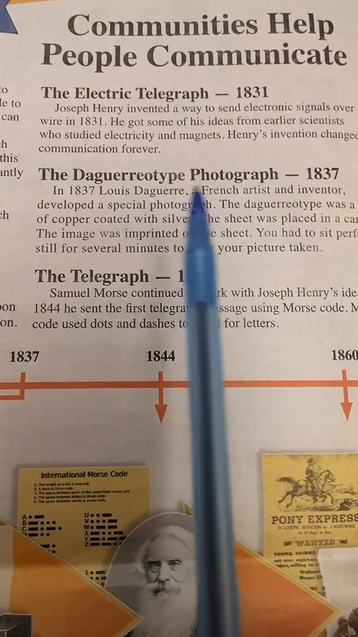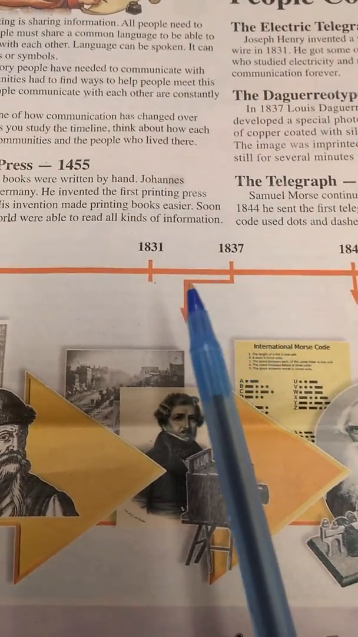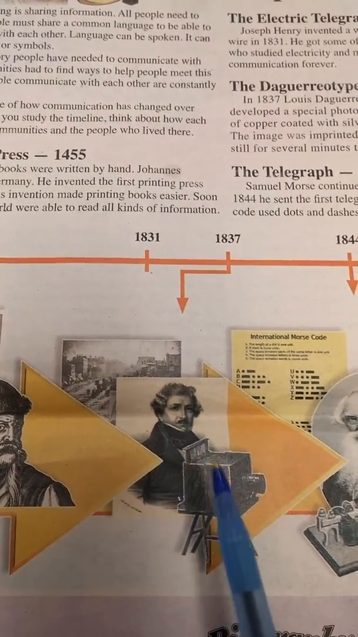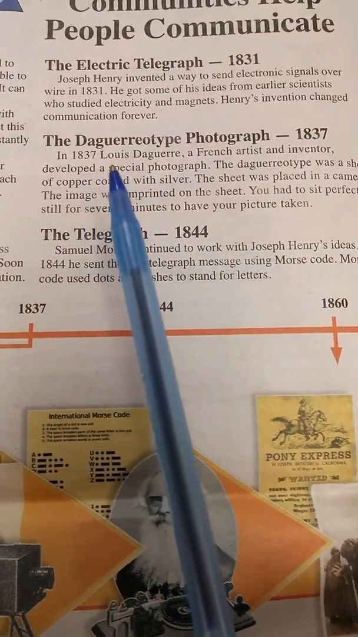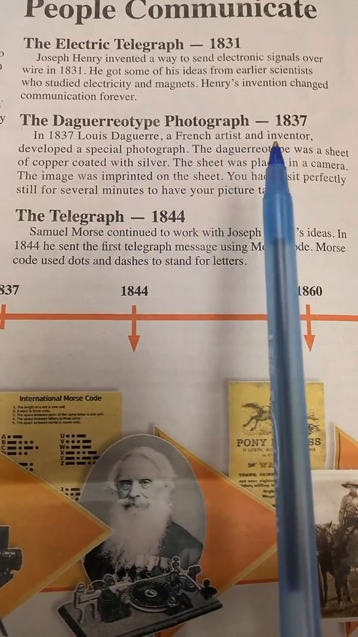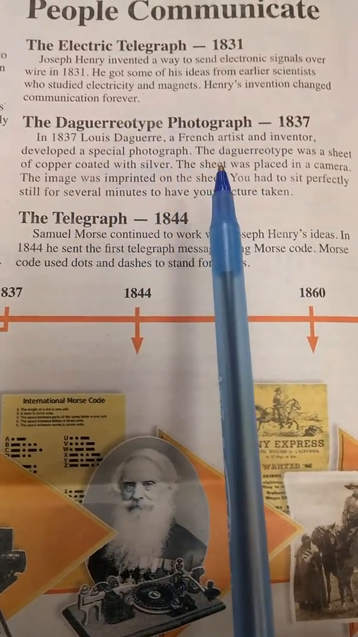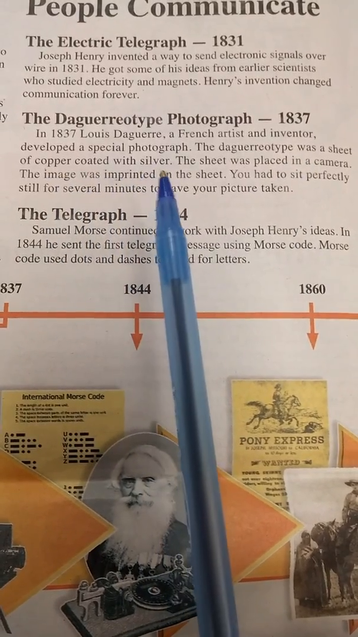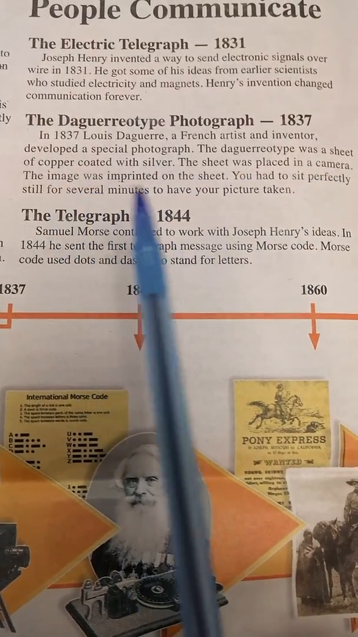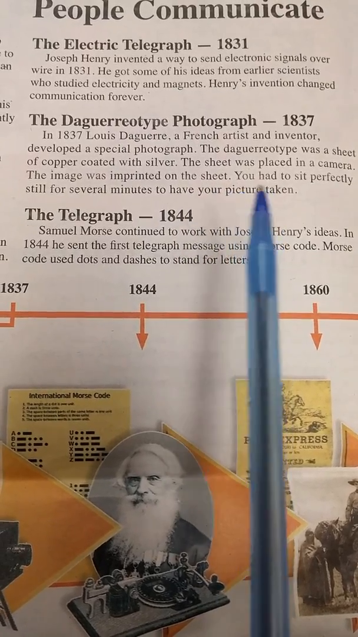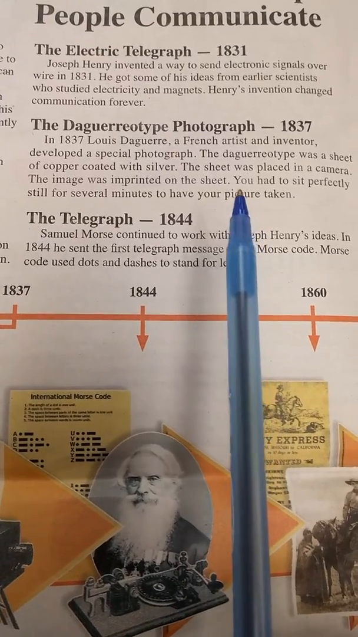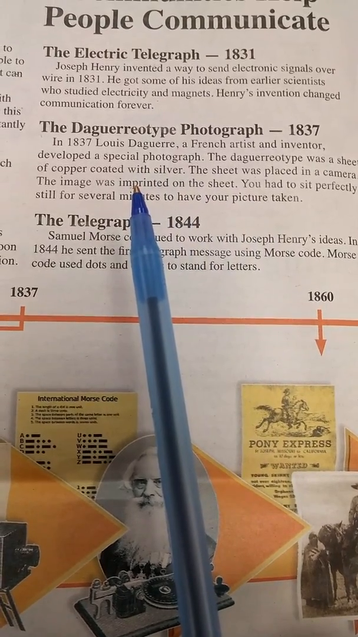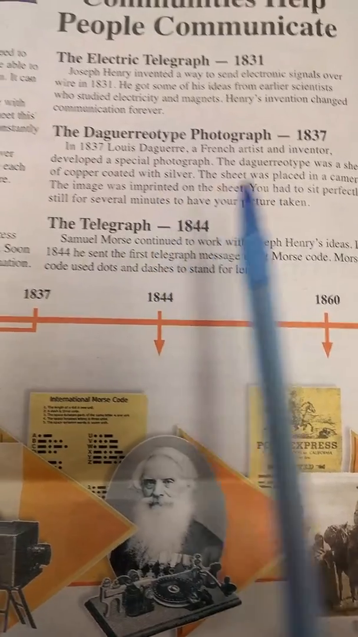The daguerreotype photograph that happened in 1837. So right here, and you can see that it's pointing to this picture. So you can see it has something to do with the camera. In 1837, Louis Daguerre, a French artist and inventor, developed a special photograph. The daguerreotype was a sheet of copper coated with silver. The sheet was placed in a camera. The image was imprinted in the sheet. You had to sit perfectly still for several minutes to have your picture taken. So instead of the picture being printed on paper, it was printed on a metal sheet.